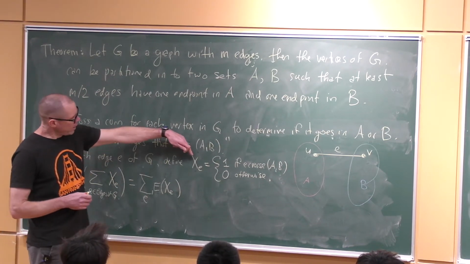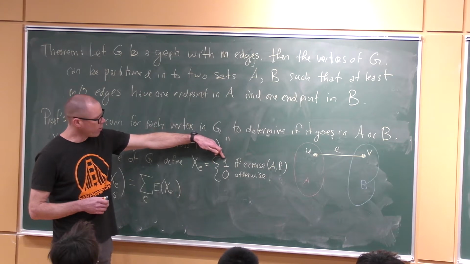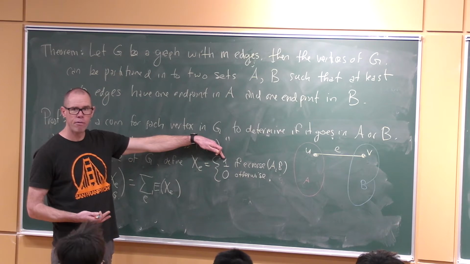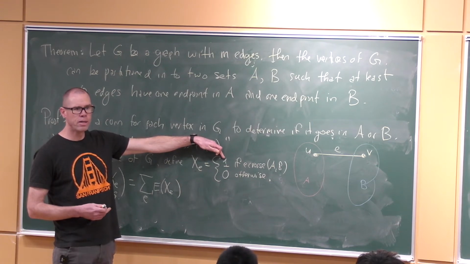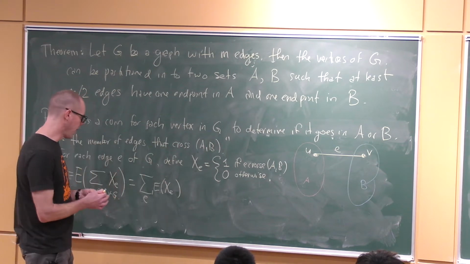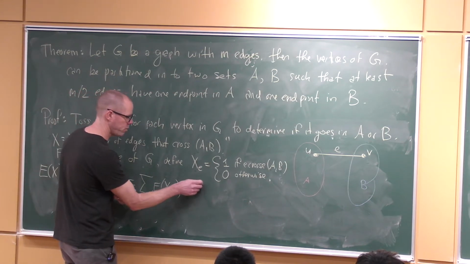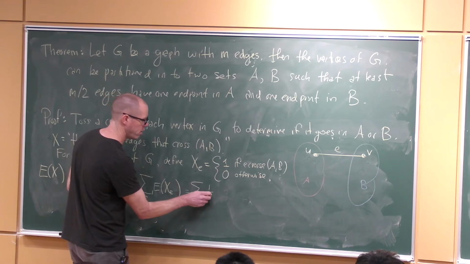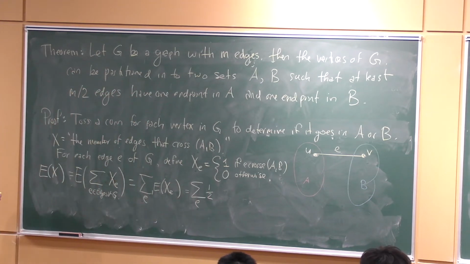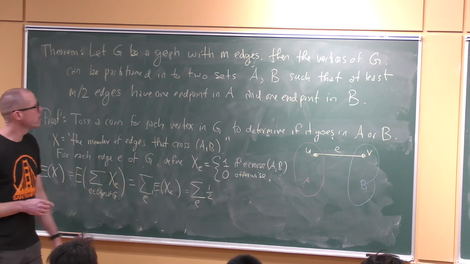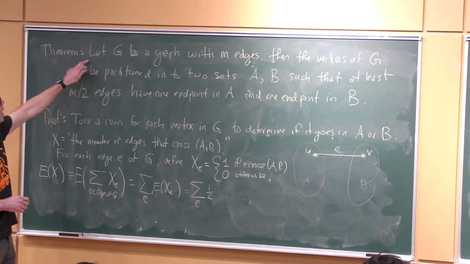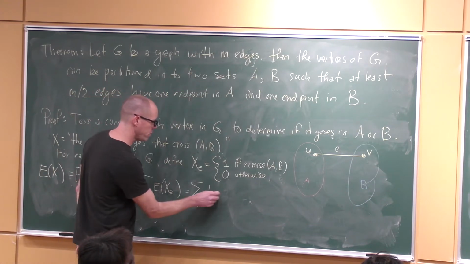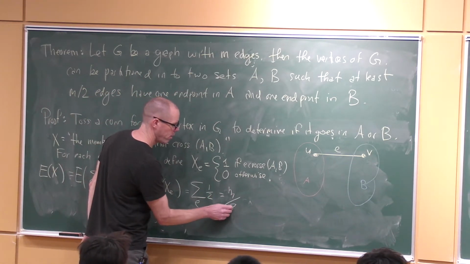So that means that the probability that this indicator random variable is equal to 1 is equal to a half. That means the expected value of this indicator random variable is equal to a half, which means that the sum we're looking at here is the sum over all edges of 1/2. How many terms are there in this sum? Well, the theorem tells us G is a graph with m edges. So this is m divided by 2.